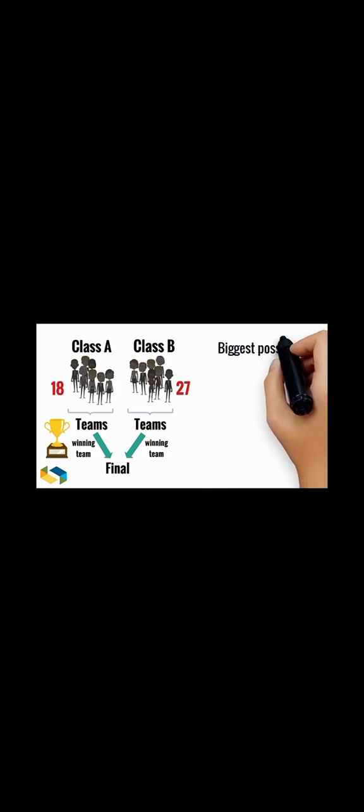To understand how this concept applies in real life, imagine this situation. Let's suppose there are 18 students in class A and 27 in class B. Each class divides into teams to prepare for an upcoming sports tournament. The winning team from each class plays each other in the final. What would be the biggest possible team size you could divide both these classes into, such that each team has exact same number of students and that no one is left behind? Careful observation would tell you that the answer is 9.